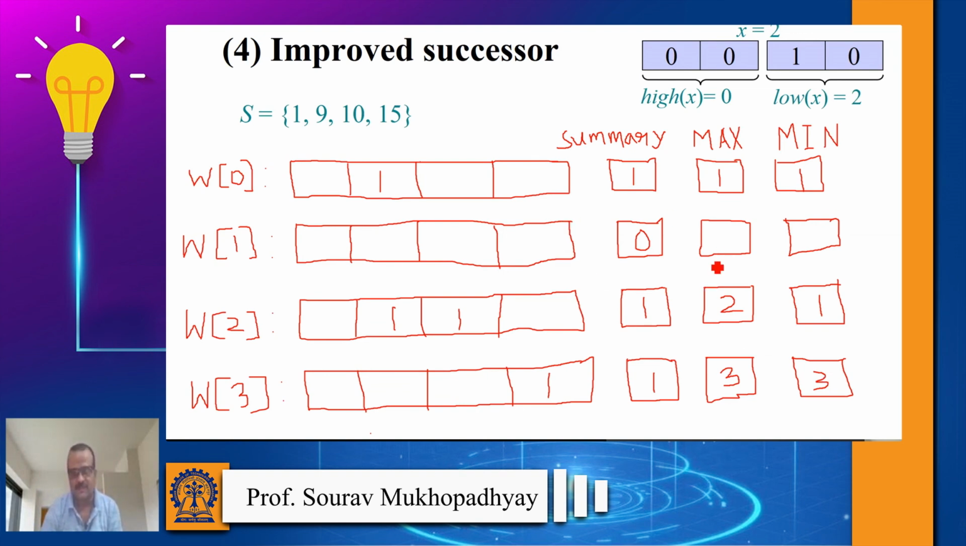We check the max field over here. If the max field is less than low of x, then we need to put that low of x. Similarly, for the min field, if the existing min field is greater, then we have to change that.